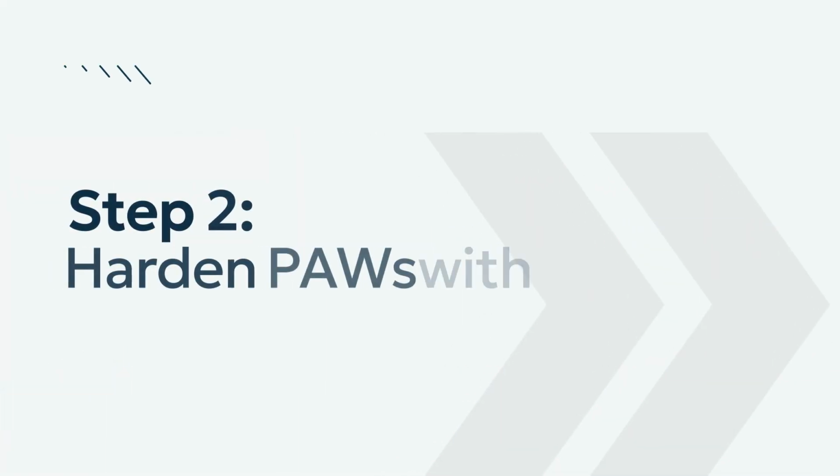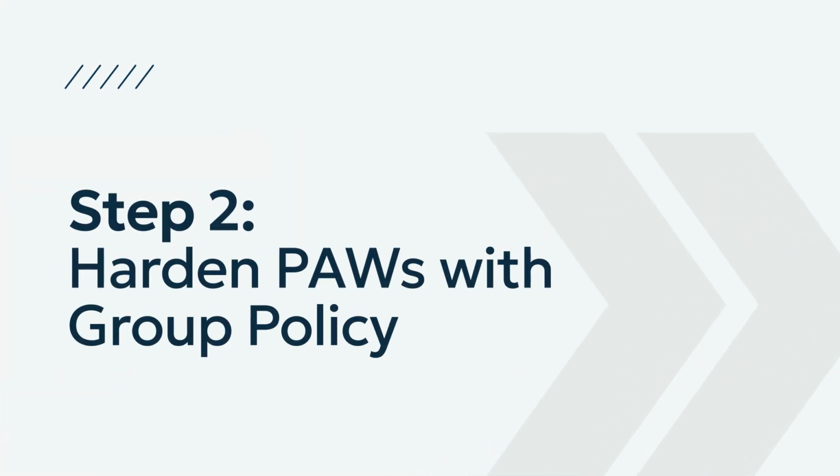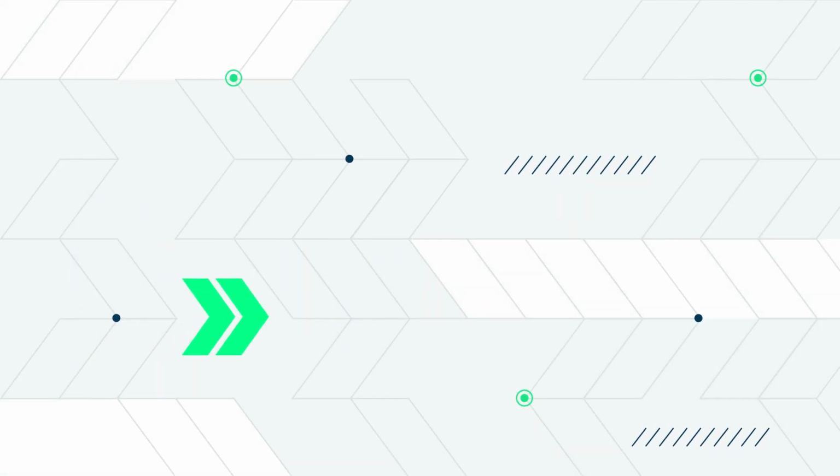Step 2. Harden PAWs with group policy. Next, enforce security baselines using group policy. This step locks down systems, disables risky features, and enforces consistent access controls. In this step, you can block access to removable storage, deactivate the local administrator account, and enable Credential Guard and Device Guard by configuring their respective policies.